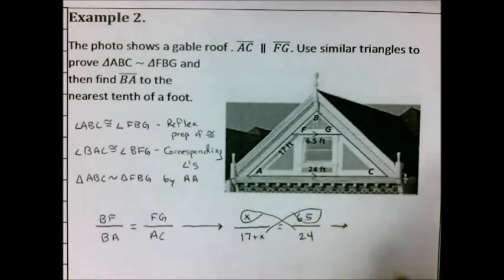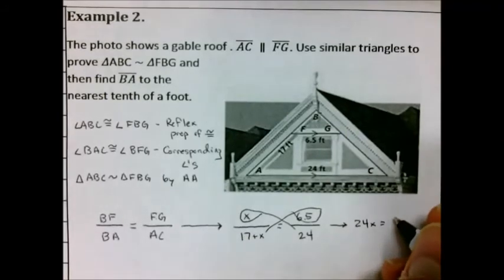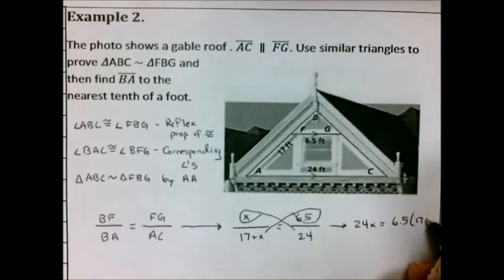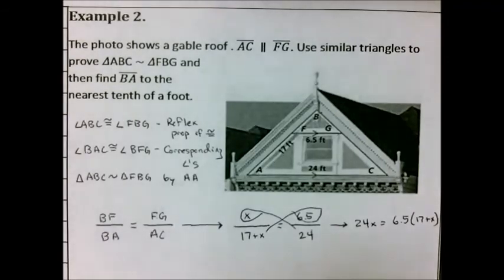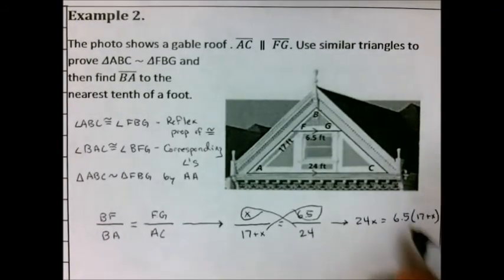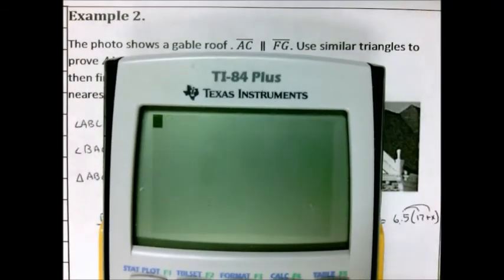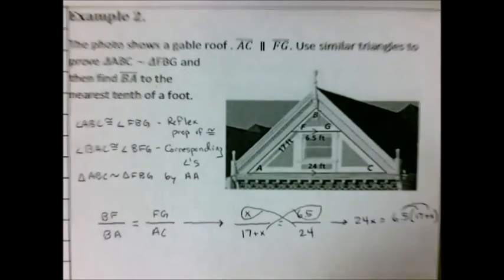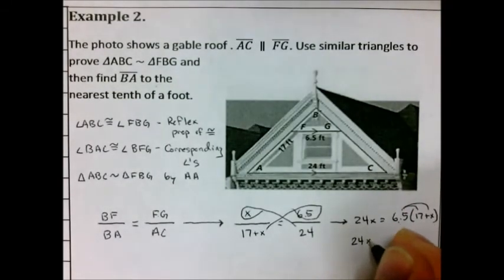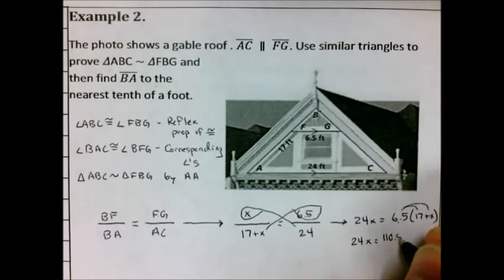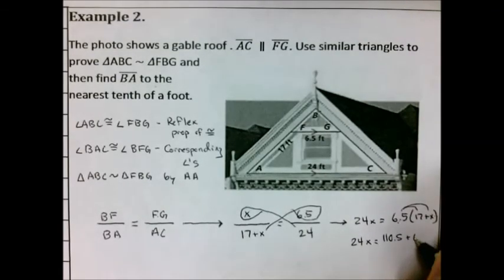So 24 times X is 24X, and set that equal to 6.5, sorry, times 17 plus X. We have a little step to do first: we've got to distribute this 6.5 into the parentheses. And 6.5 times 17, I don't know what that is, so I'm going to use my calculator. 6.5 times 17 gives us 110.5. So 24x is equal to 110.5 plus 6.5 times x, which is just 6.5x.